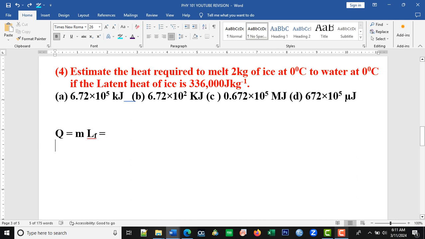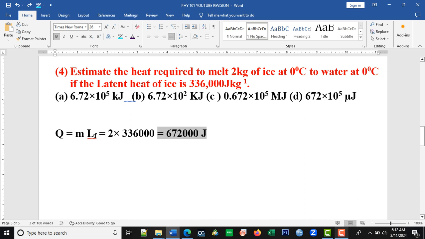We pick an expression Q equals mL, where m is the mass of the body and Lf is the latent heat of melting. When we substitute the value for the mass and the latent heat, we obtain 2 times 336,000. The product gives us 672,000 joules.